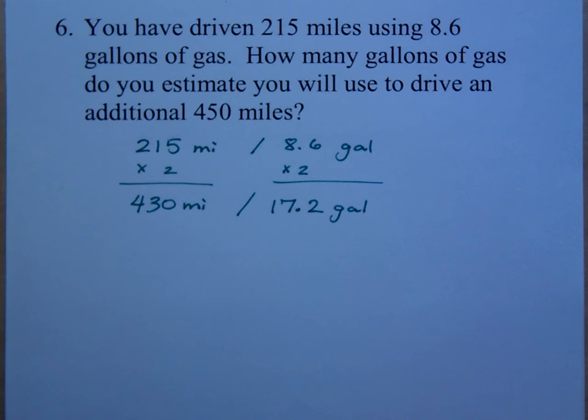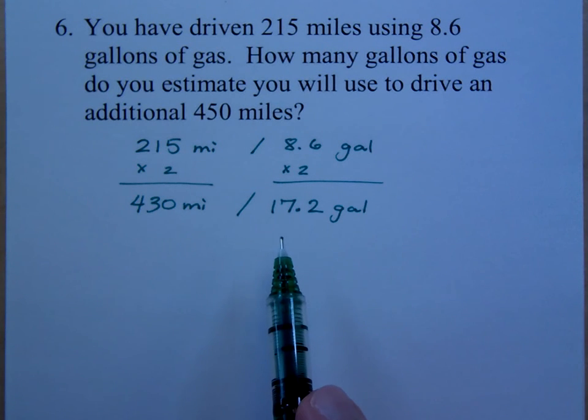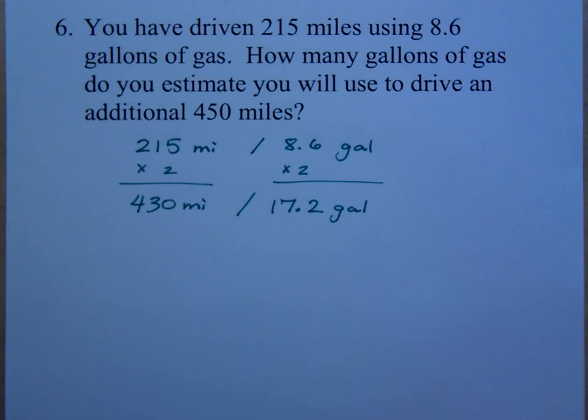That's 17.2 gallons. So if I stop right there, it's not 450 miles, but it's pretty close, right? That means that when I'm done in this problem, I expect an answer that's around 17 gallons. A little bit more than that, right? Because I have to go more than the 430 miles. It's not the answer, but it's a jumping off point to let me know, am I in the right area? Just like we talked about estimating numbers earlier this semester.